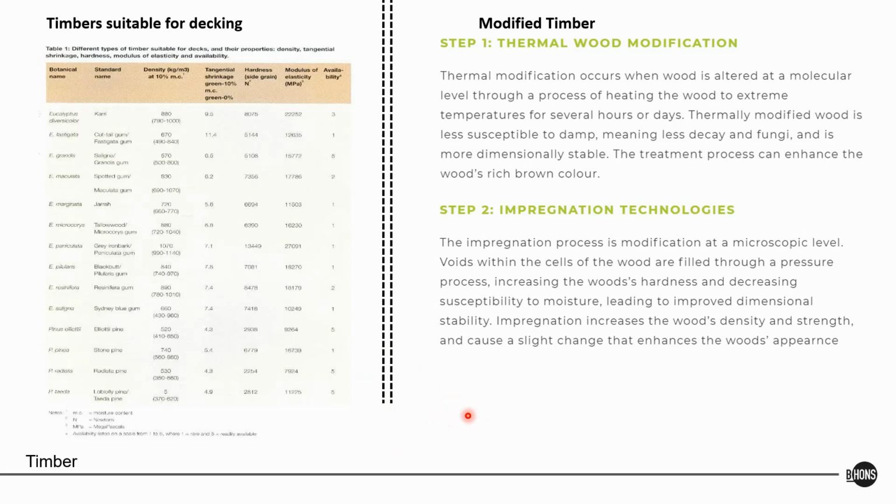Another option is to look at modified timber, when you start using heat-treated, resin-impregnated timber. So what they do is they use, so Rhino Wood is a company that uses that, for instance.